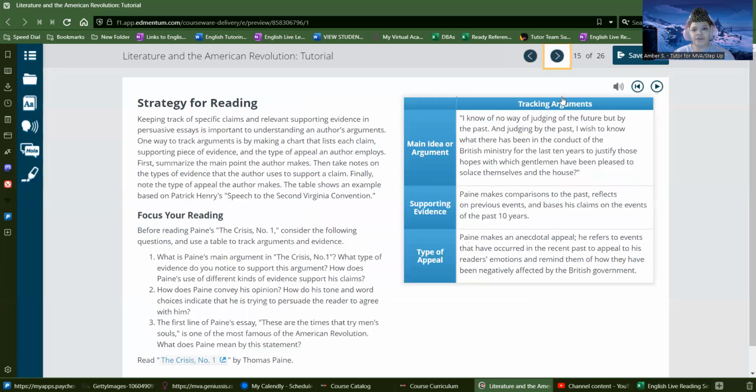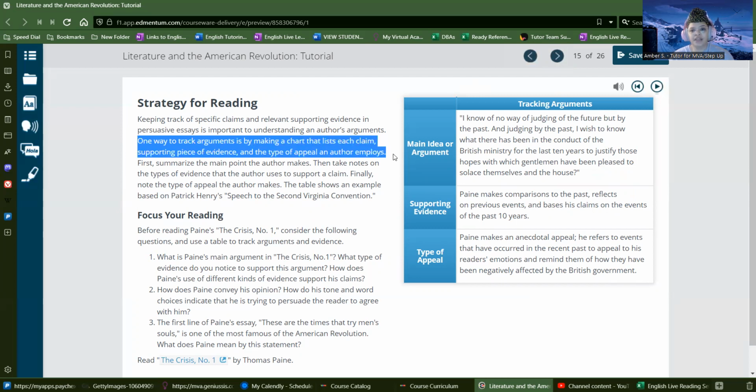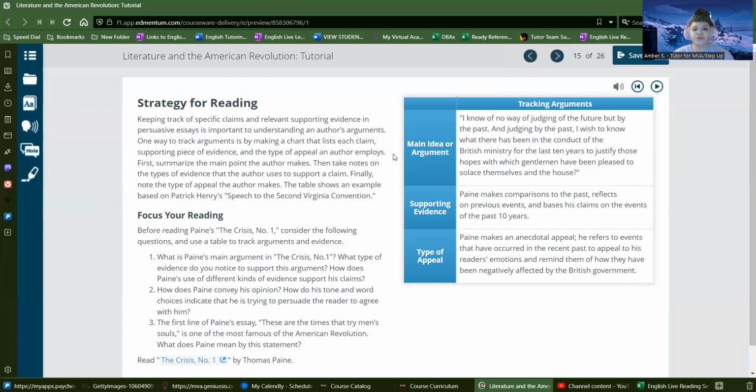Now on slide 15, they give you a few things, right? They give you a strategy for reading, and the strategy is basically just to keep organized. They want you to try to track the arguments being made in this text, and they give you a couple of ways to do this. One way to track arguments is by making a chart that lists the claim, the supporting piece of evidence, and the type of appeal. Now, if you are not familiar with different types of appeal, these were discussed in some of the knowledge articles and slides from the colonial literature lesson.